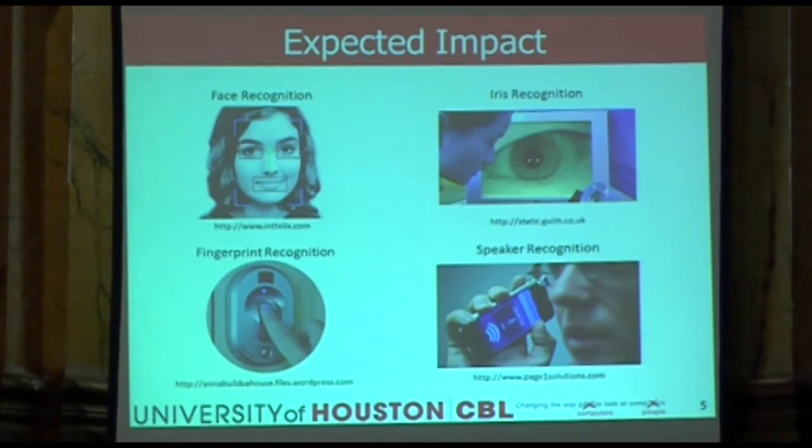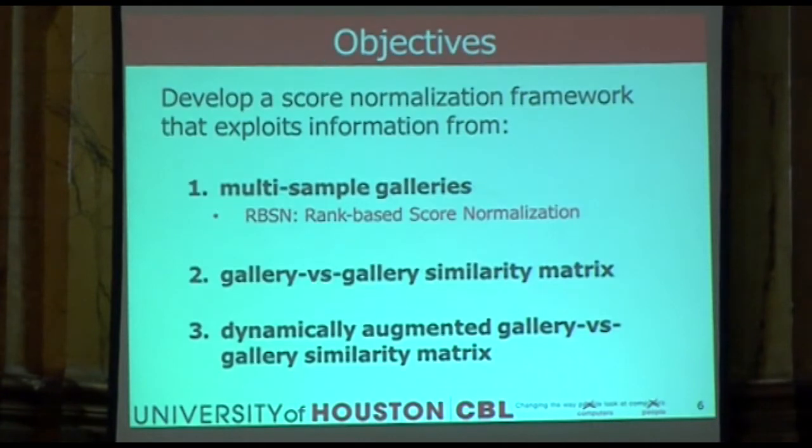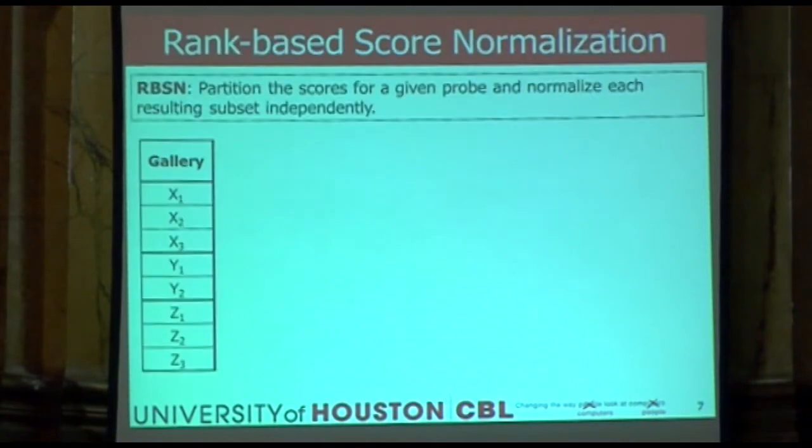As you know, each biometric system depends on a match score, and therefore accurate score normalization techniques have the potential to affect various domains, such as face recognition and others. Our first objective, our first algorithm, the rank-based score normalization approach, exploits information from multi-sample galleries. I'm going to illustrate the main idea using an example.